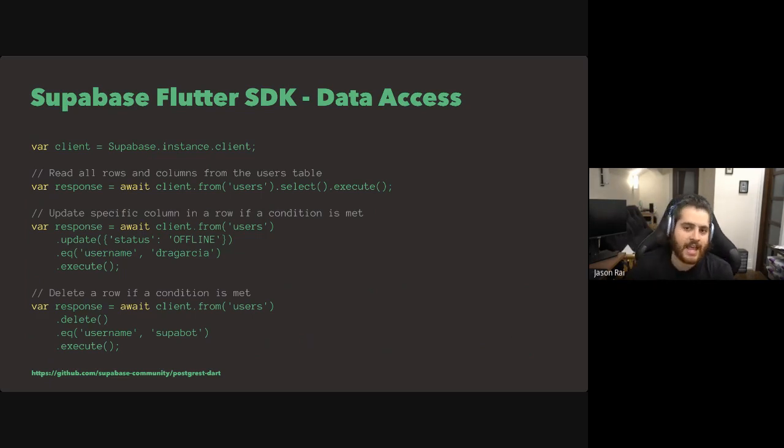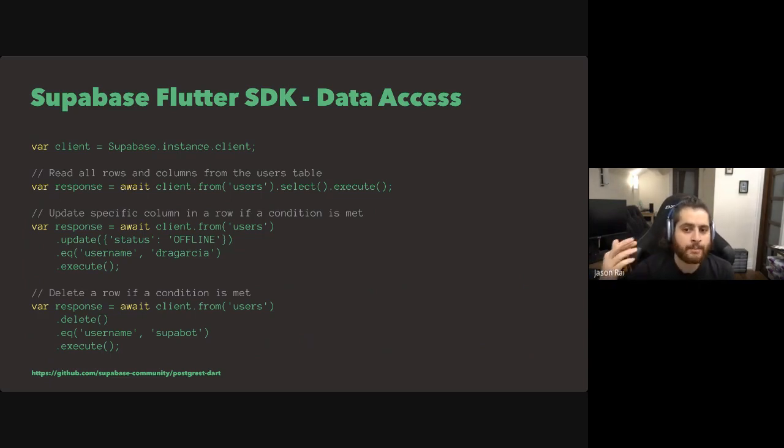So I'm saying I get an instance of my Supabase client. I'm saying from the users table, just select, and by default, if you don't pass anything to select, it's just a select star, and then execute. That'll make the network request. It'll go to the Supabase backend. It'll query the table. It'll make sure authorization lets you access what you can access, and it'll bring that response back down to the client where you can check for errors or access your data.